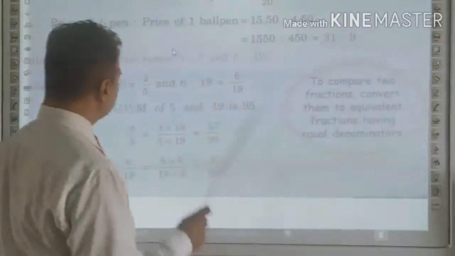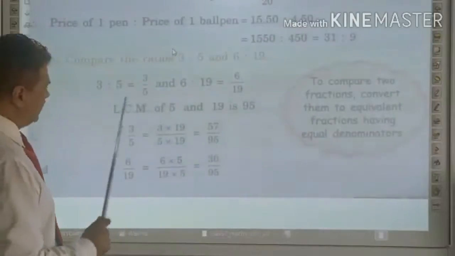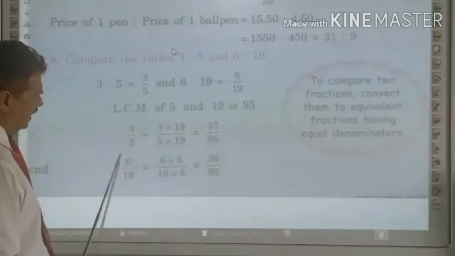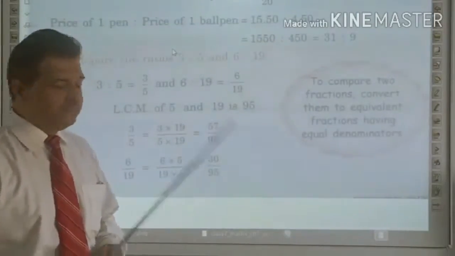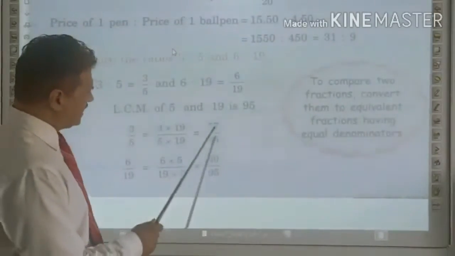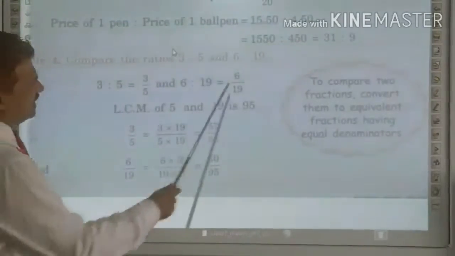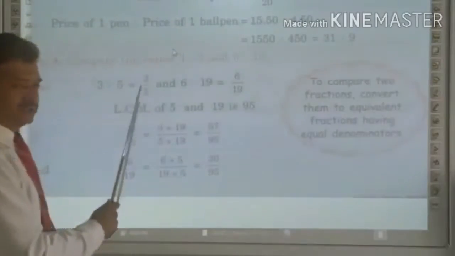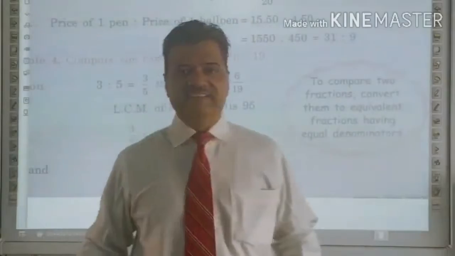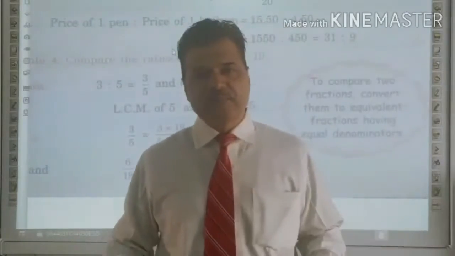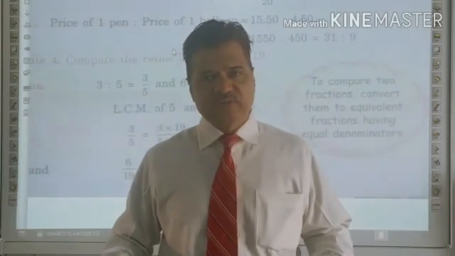Okay, students? When we convert these to the same denominator, we get 57 upon 95 and 30 upon 95. Students, the denominators are the same, so we compare the numerators. The numerator 57 is greater, so we can say this ratio is greater than that ratio. 3:5 is greater than 6:19. Students, today's target is completed. We will carry forward this topic. Okay, students? Thank you.